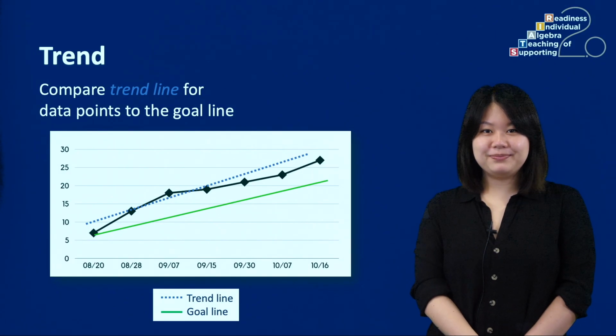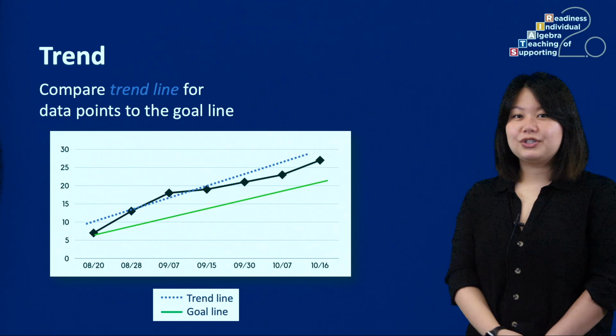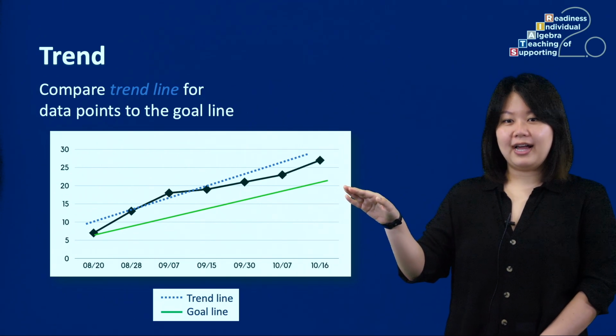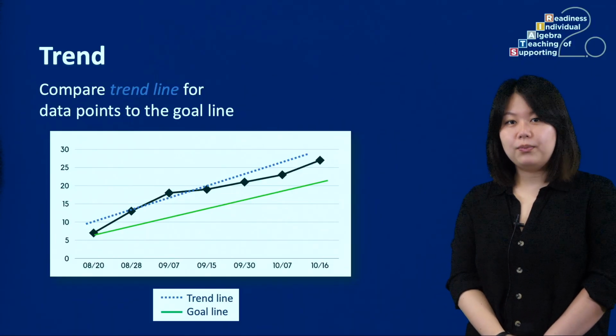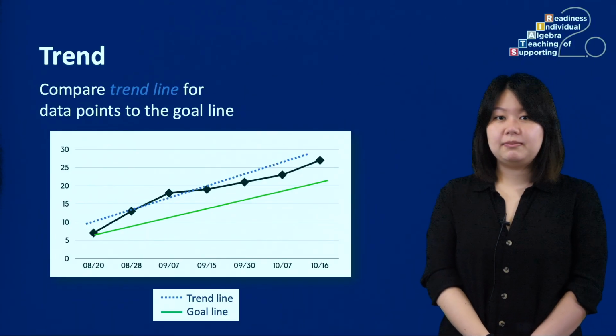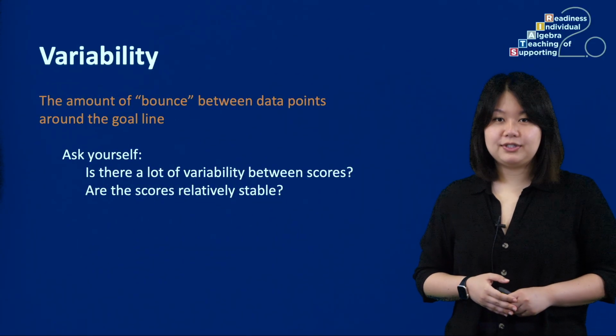Here's another example. What do you notice about the trend of this data? You should see that the trend line is above the goal line, and if the trend line is above the goal line, it might be time to make the goal more rigorous or consider making your instruction more challenging for that student. Finally, we want to look at the variability of students' data.